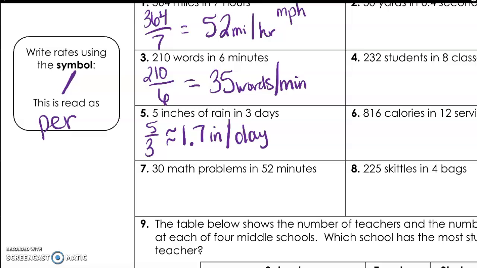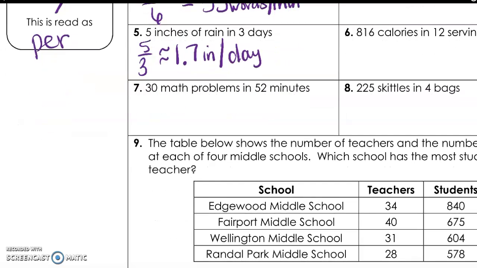So again, I don't want fractions this time. In ratios, we had to have fractions. In rates, you actually need to divide it, and you can round it to the nearest tenth. So one number after your decimal. Number 7, you did 30 math problems in 52 minutes. So 30 over 52. This one is going to round to about 0.6 problems per minute.